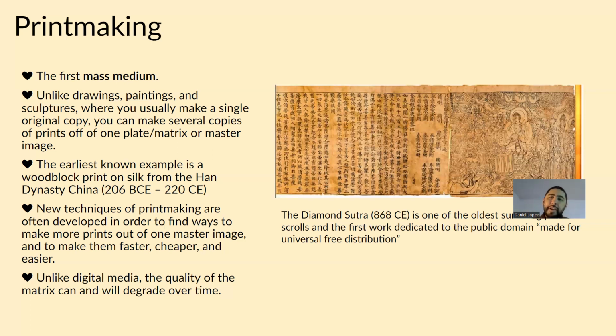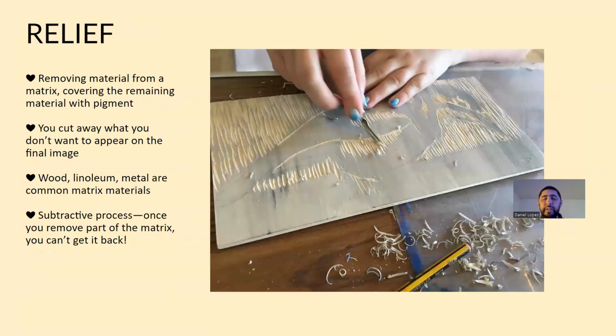Okay, so again, like I mentioned in the first or second lecture, I can't remember, this is a mass medium in that there can be more than one copy. Each copy is pretty much the same. There'll be slight differences between them, the further you make copies, possibly depending on how strong or solid your matrix is. But yeah, there's many ways to make prints.